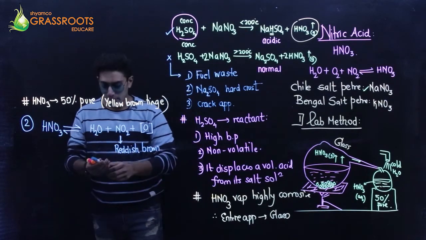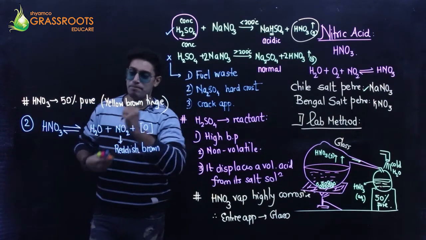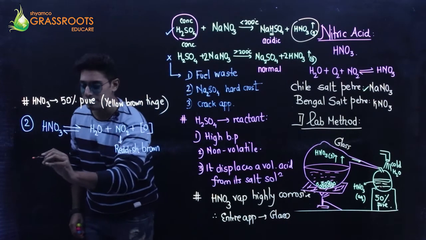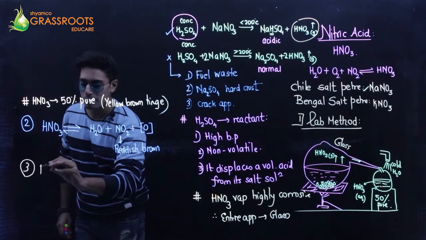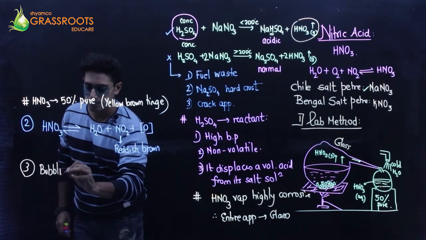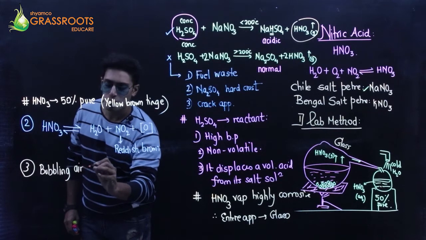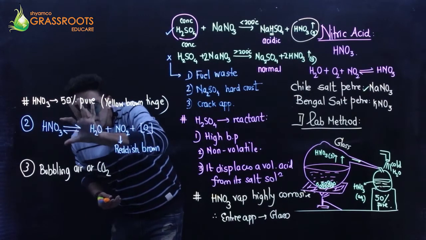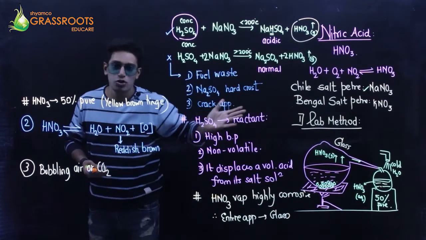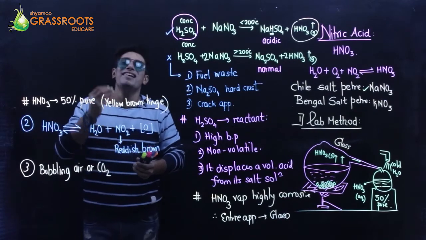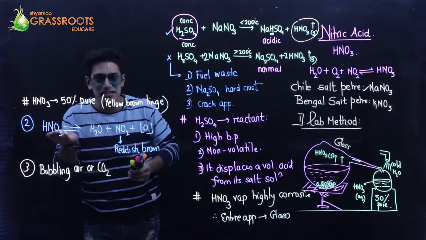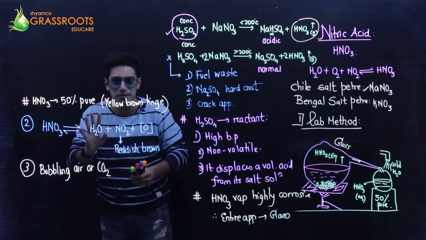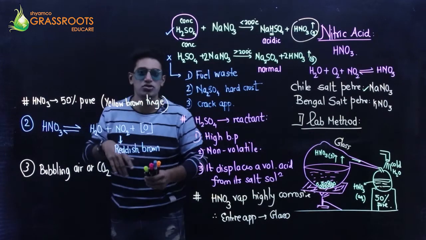Okay, this impure nitric acid, the yellow color can be removed. How can it be removed? First, by bubbling air or carbon dioxide. Now, 100% of nitric acid won't decompose. It is only some portion. Let's say 30% of nitric acid decomposes to give this plus this plus this. Full decomposition is not going to be possible.